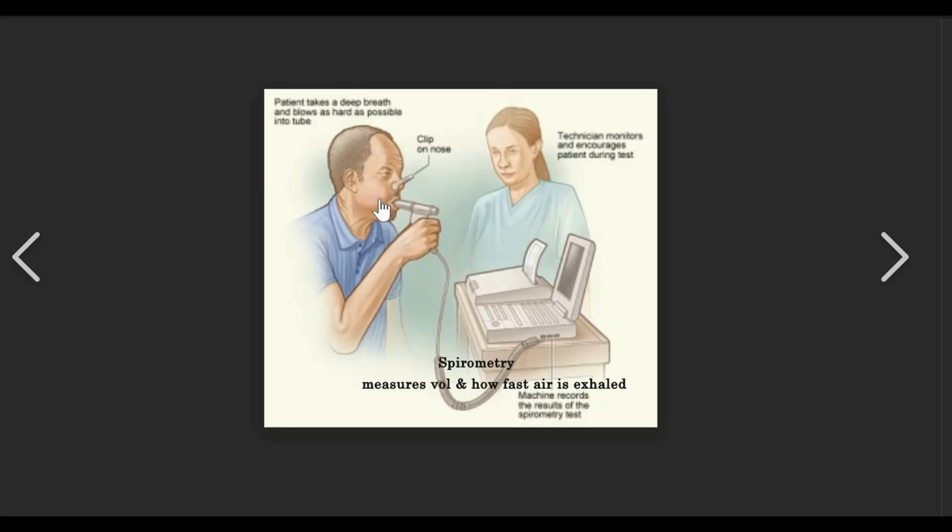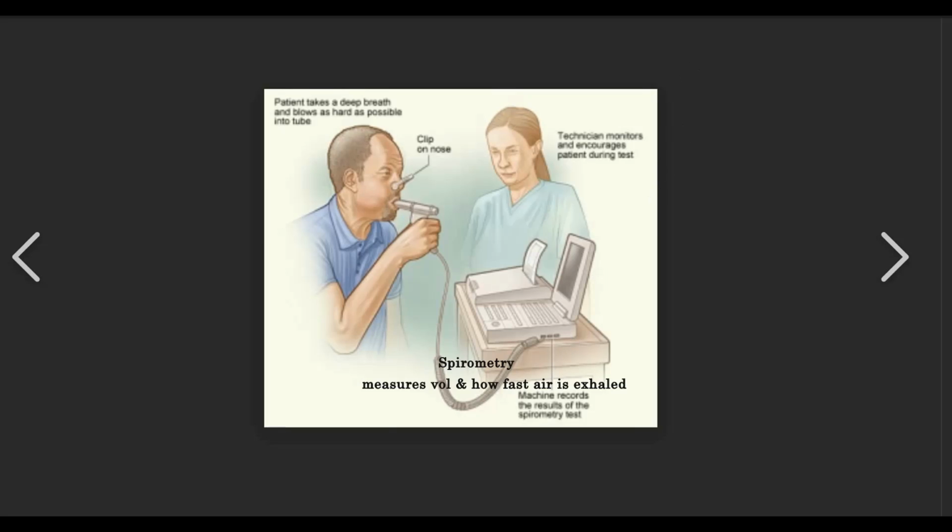In this picture, you can see a clip is placed on the patient's nose, and the patient is instructed to take a deep breath and blow through this mouthpiece, which is connected to a machine called a spirometer, which measures the volume of air exhaled and how fast the air is exhaled.